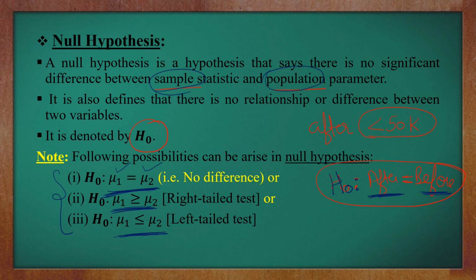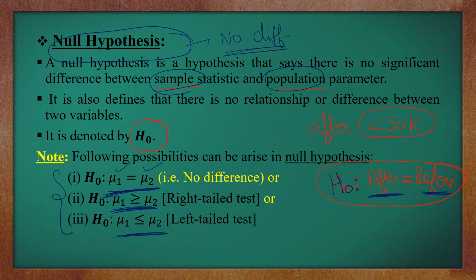So first of all, what is important? There are two types of hypothesis we have: null and alternative. Null hypothesis means there is no significant difference. Just remember, whatever is given to you, you assume as it is. If no difference is given, that is called the null hypothesis.